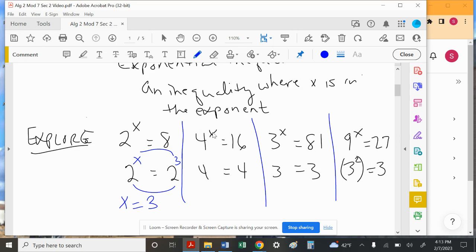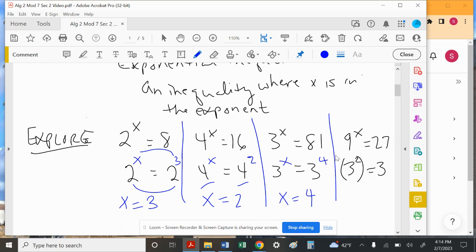In this next one, we see 4 to the x equals 16, so this stays 4 to the x. Of course, 16 is just 4 squared, and therefore x equals 2, because we have the same bases there. Notice here we have 3 to the x equals 81. So of course this stays 3 to the x. 81 is really 3 to the fourth power. Now how do I know that? Because 9 times 9 is 81. 9 is 3 squared, so 3 squared times 3 squared is 3 to the fourth, because we add those powers when we do that multiplication. And now we have x equals 4.